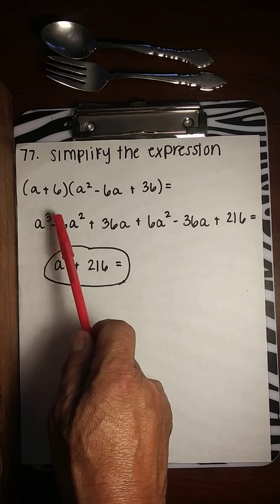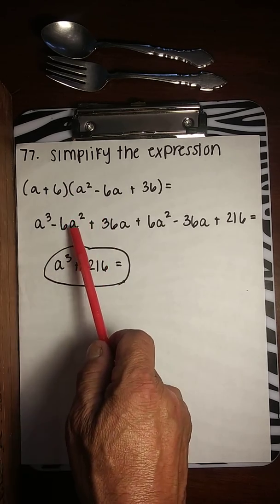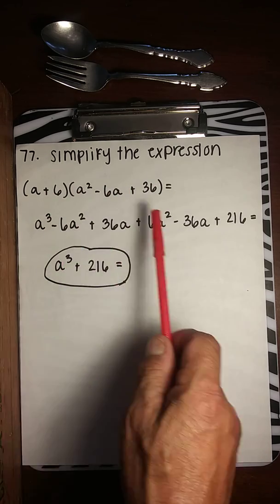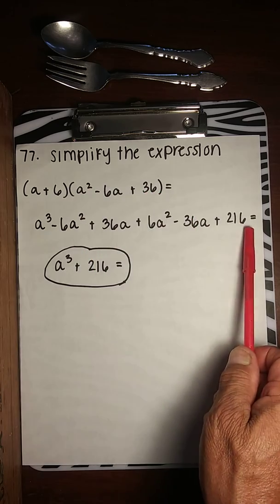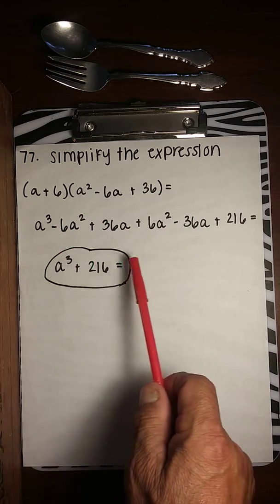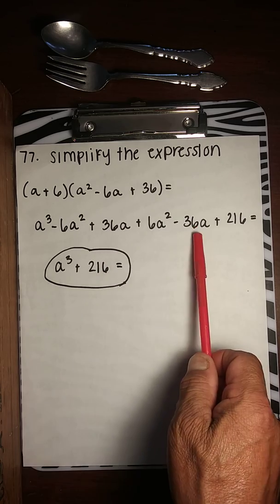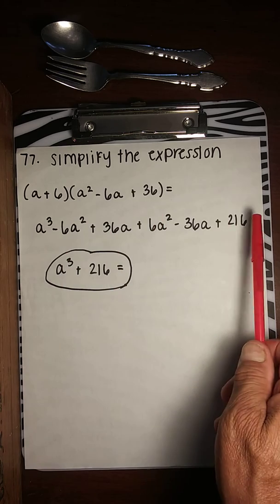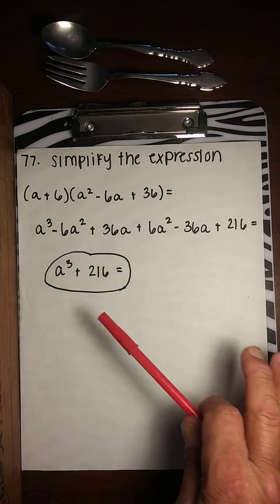So that times that is a cubed. That times that is 6a squared. That times that is 36a. This one, 6a squared. This one is negative 36a. This one is 216. But look, negative 6a squared, positive 6a squared, gone. Positive 36a, negative 36a, gone. So what's left over, I see, is a cubed plus 216. That's it. That's what's left over.